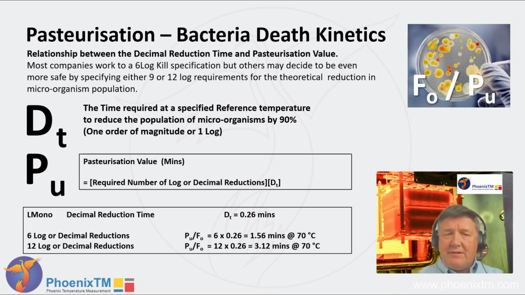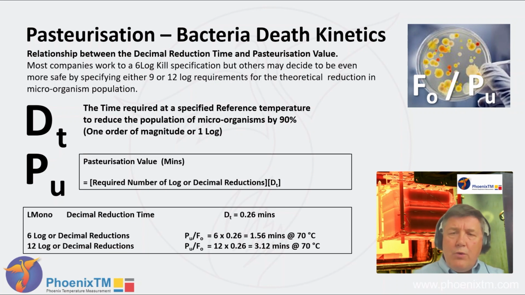So for instance, if I have a piece of chicken with a population of 1 million Listeria monocytogenes microorganisms in it, at that decimal reduction time, I will reduce the population at the reference temperature from 1 million to 100,000. 1 order of magnitude, or reducing the population by 90%.